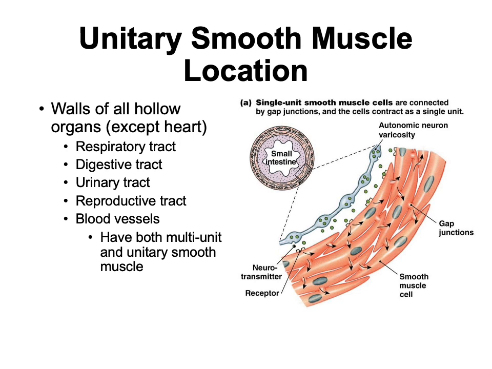Smooth muscle location. Well, they're located in the walls of all hollow organs except the heart. You'll find them in the respiratory tract, the digestive tract, the urinary tract, reproductive tract, and blood vessels, as I mentioned before, that also have multi-unit smooth muscle.